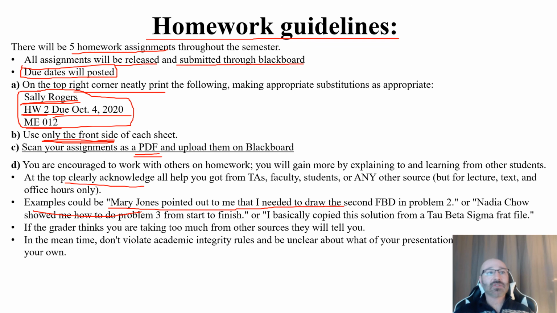This will be up to the grader's discretion. If he thinks you're taking too much from other sources, he's going to let you know. But again, I really do encourage you to work together in groups and just give each other credit when you have help from people on those. This is really going to help you learn the material, working with other people on it.